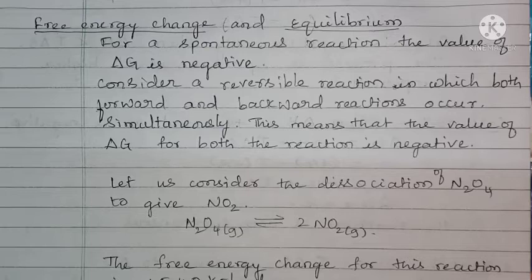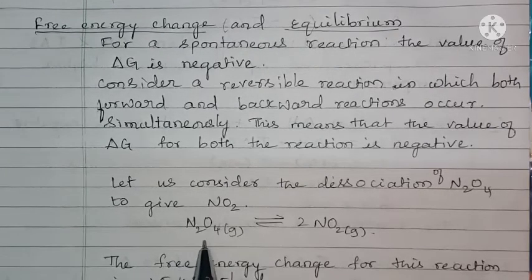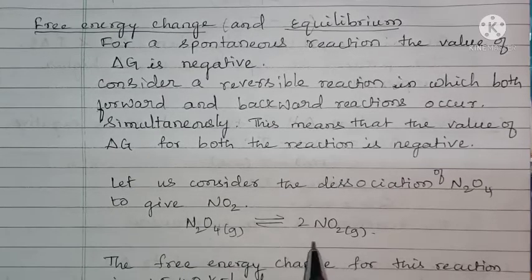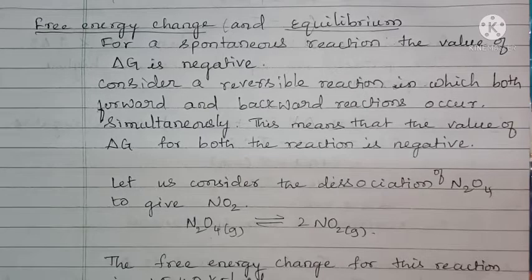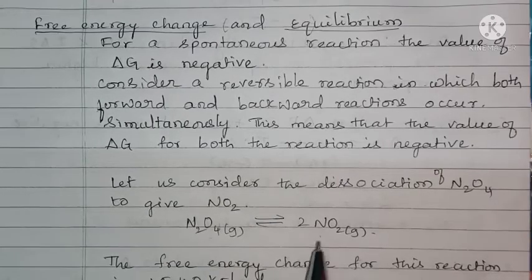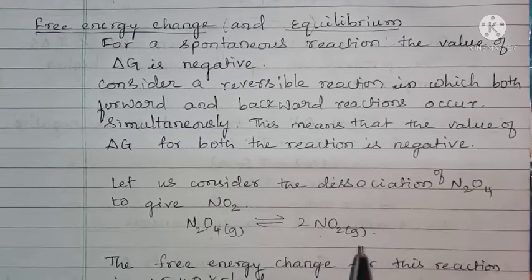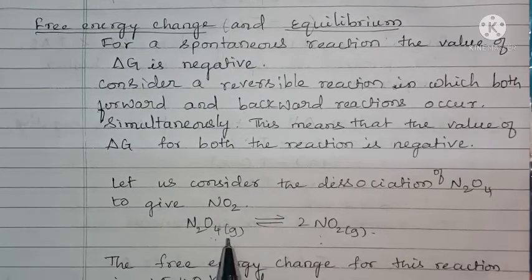Consider a reversible reaction, any one reaction, in which both forward and backward reactions are occurring. For example, here dinitrogen tetroxide, N2O4, decomposes to give NO2. So this reaction is a reversible reaction. Continuously N2O4 decomposes to give NO2. At the same time, two NO2 molecules recombine to give N2O4.